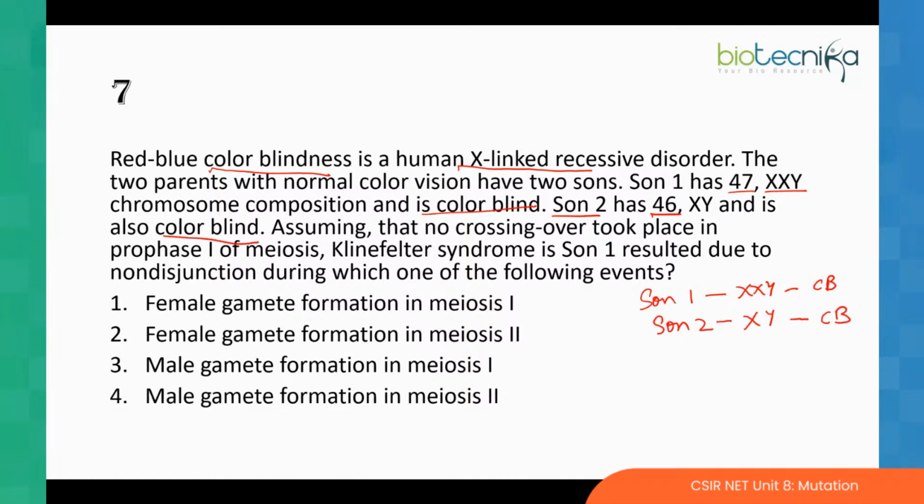Assuming that no crossing over took place in prophase 1 of meiosis, Klinefelter syndrome in son 1 resulted due to non-disjunction during which one of the following events?